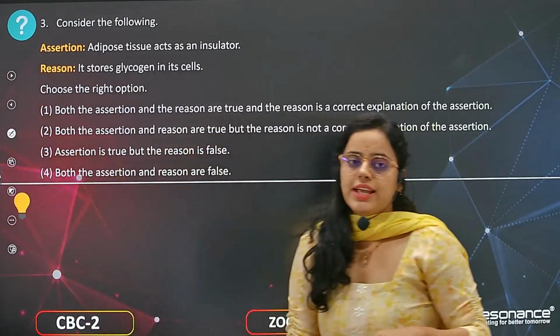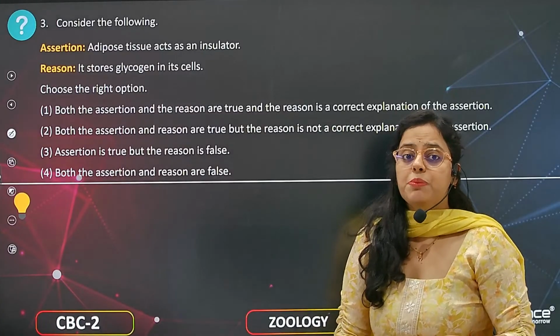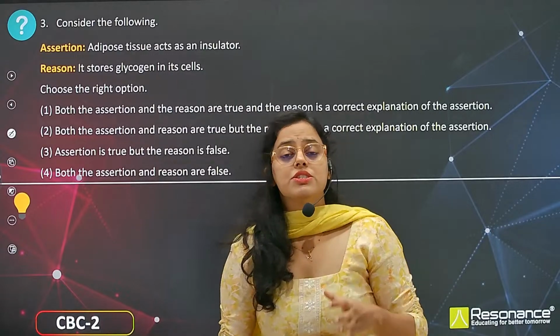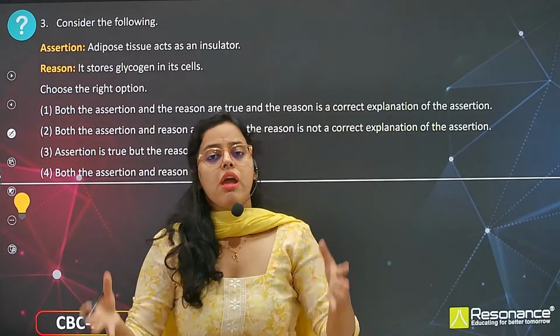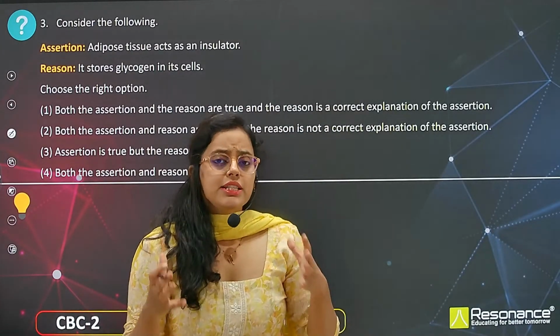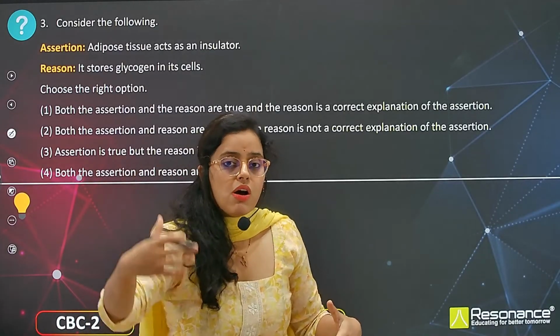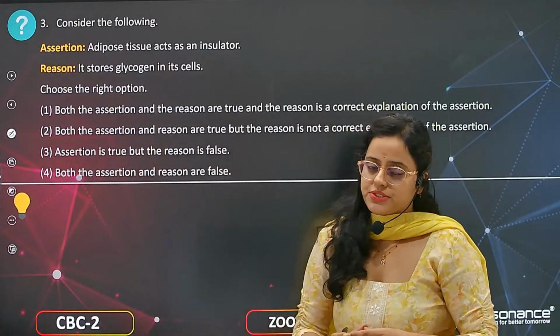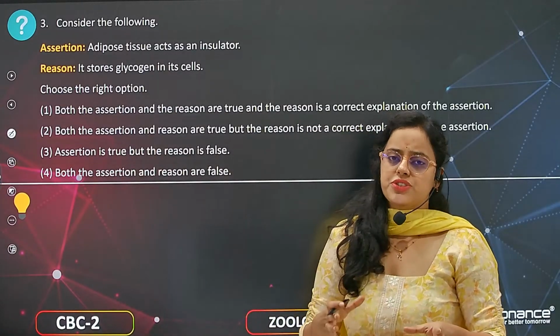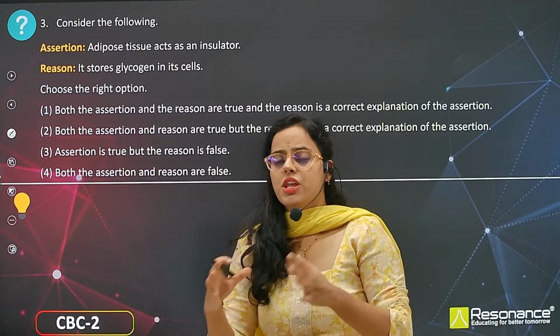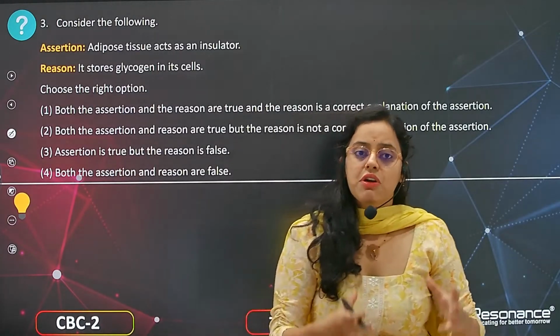Now coming to the next question, question number three. Adipose tissue acts as an insulator. Correct. Why? Because it consists of adipocytes which store fat, right? And this fat provides insulation from cold or low temperatures, right? So this adipose tissue is generally modified areolar tissue. It is a modified areolar tissue which is protecting our sensitive organs.